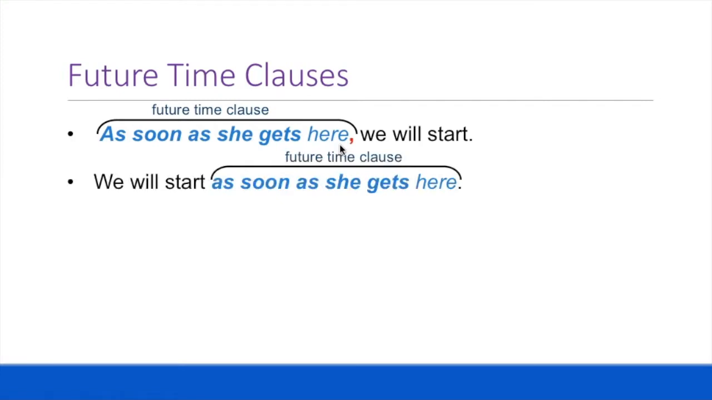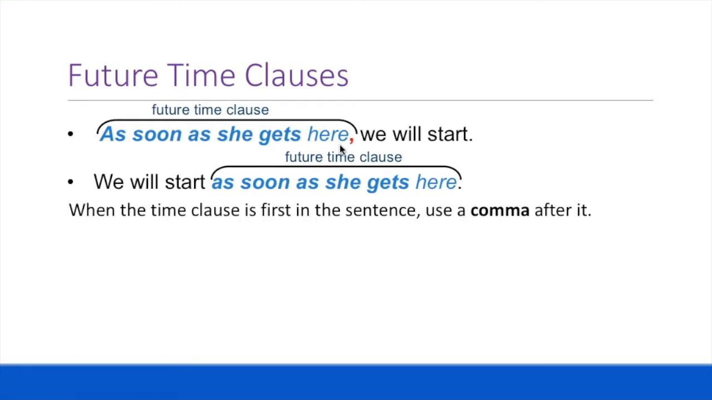I can also say this sentence with the time clause at the end. We will start as soon as she gets here. Notice that when the time clause comes first in the sentence, use a comma after it. So don't forget that comma when the future time clause is first. There's no comma when the future time clause is second.